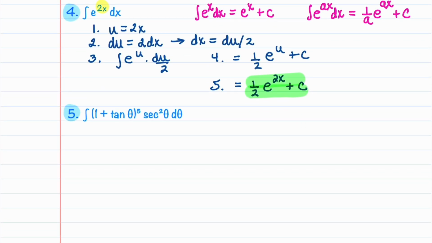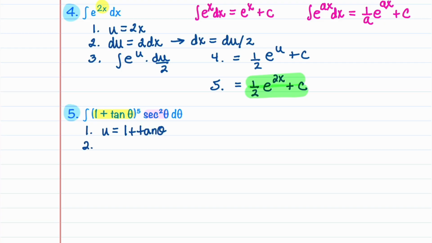Let's now look at example 5. This is one of 3 examples where we're going to be integrating trig functions. In this example, notice that we have the function 1 plus tangent theta, and the derivative of that is secant squared theta, and that is up in the integrand. That tells us that we can let u be equal to 1 plus tangent theta.